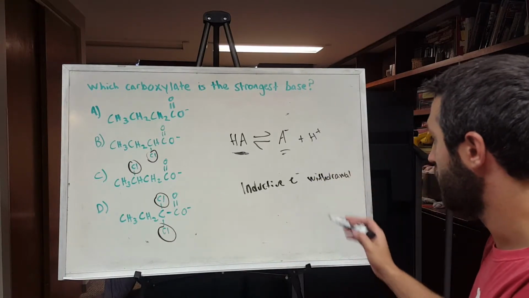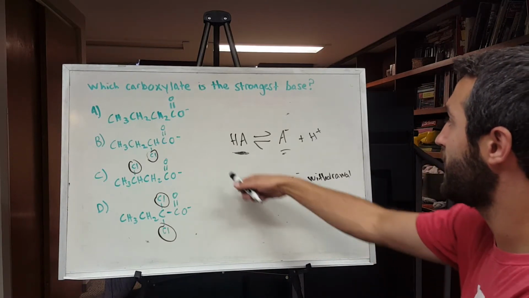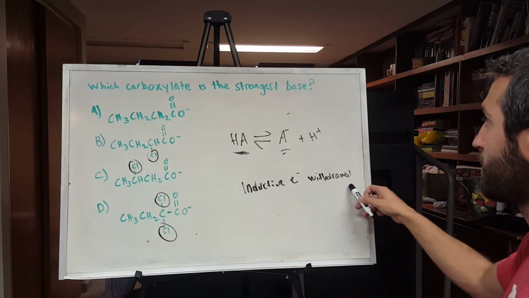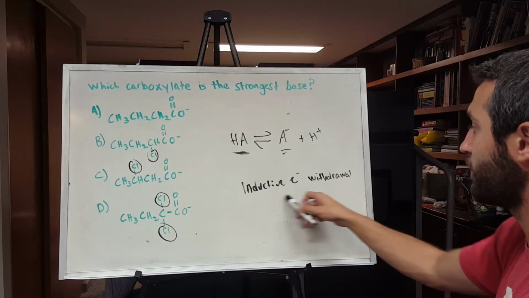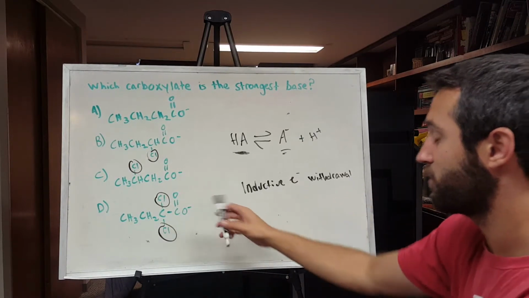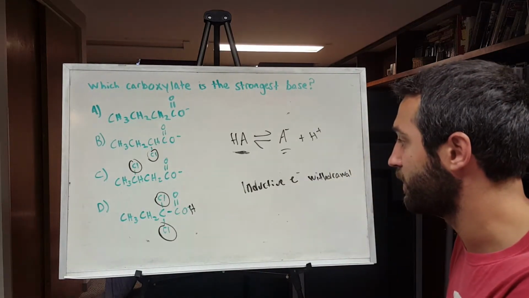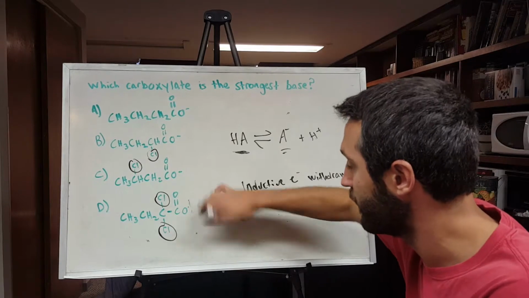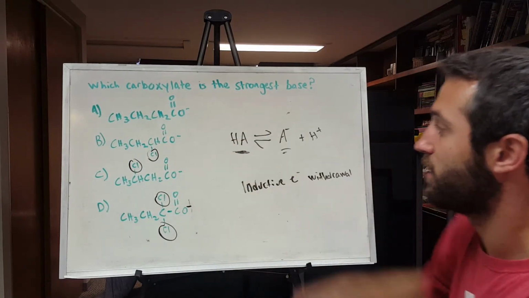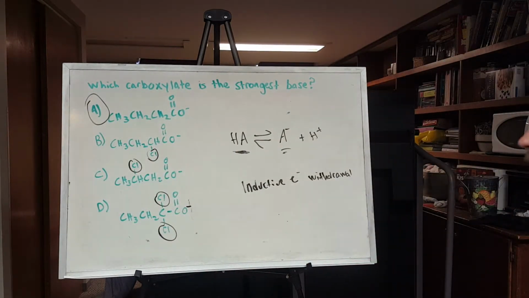let's see, it increases acidity, decreases pKa, so that would make the conjugate bases of things with inductive electron withdrawal weaker bases, right? Because inductive electron withdrawal makes for a stronger acid. So these Cl's make this a strong acid, right? So its conjugate base then is weaker, right? So there is no inductive electron withdrawal going on in this one. So A will be our answer, right?